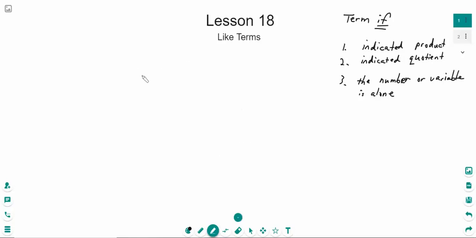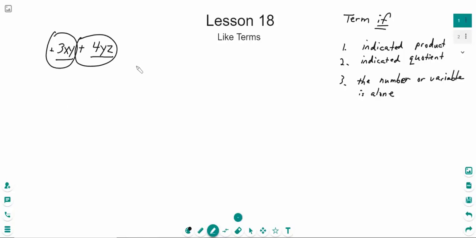Remember, if I give you something that looks like this, how many terms are in this expression? That shouldn't be too hard to figure out. We just need to recognize that we have two indicated products here. We have an indicated product here, and we have an indicated product here. So we have one term with the sign, and then we have a second term. That's just review from yesterday.